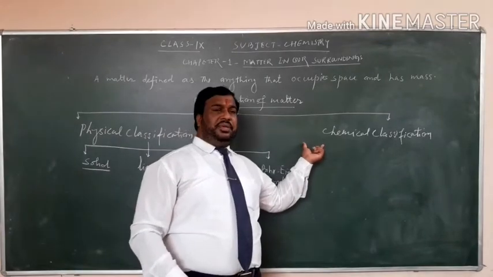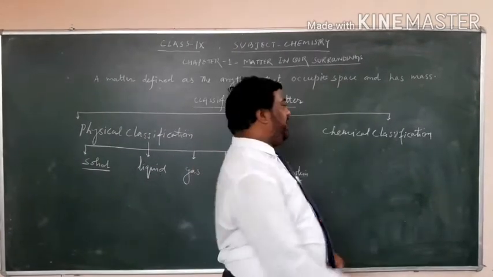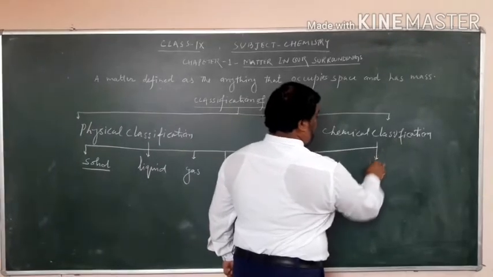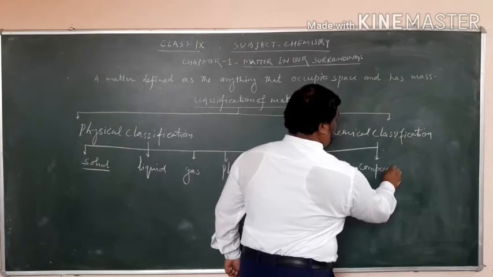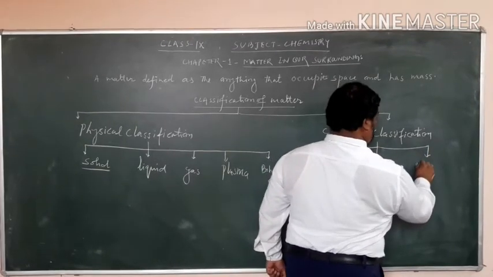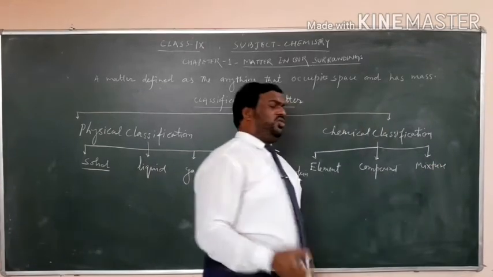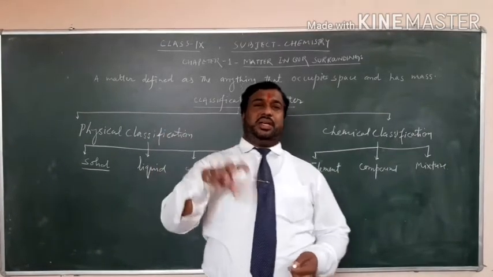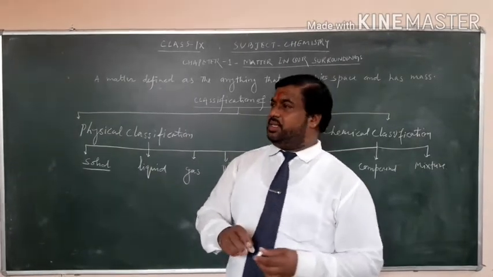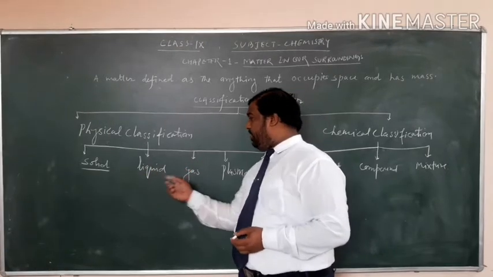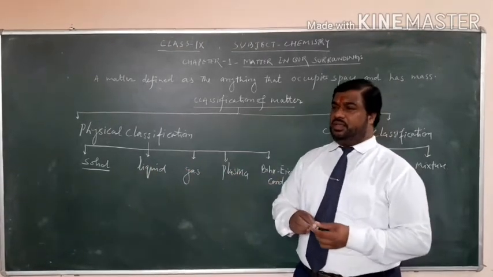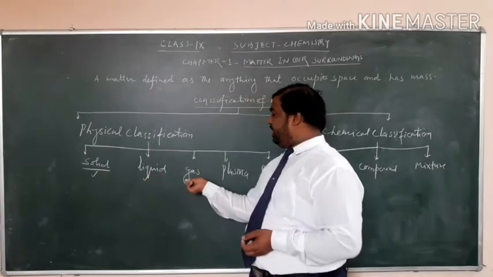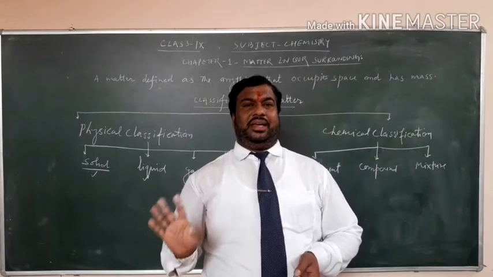Next, about chemical classification. It is divided into 3 parts. One is element, second is compound, and third is mixture. So in this chapter, you will learn only the physical classification of matter, meaning the physical properties of matter. Dear students, among solid, liquid, gas, plasma and Bose-Einstein condensate, we take 3 major ones: solid, liquid and gases, in detail. Clear?